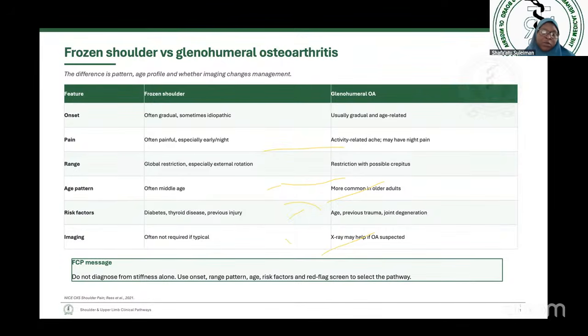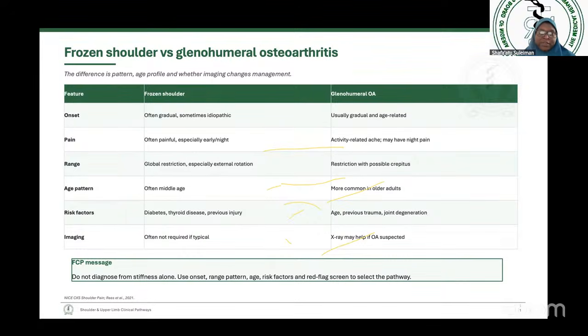Some might need a shoulder replacement. But in the case of frozen shoulder, everything will be normal, like in the case of the glenohumeral joint, the space will be well preserved, with no osteophyte, and that will make us conclude that it's more of a frozen shoulder rather than osteoarthritis. And that will also help us with our management plan.